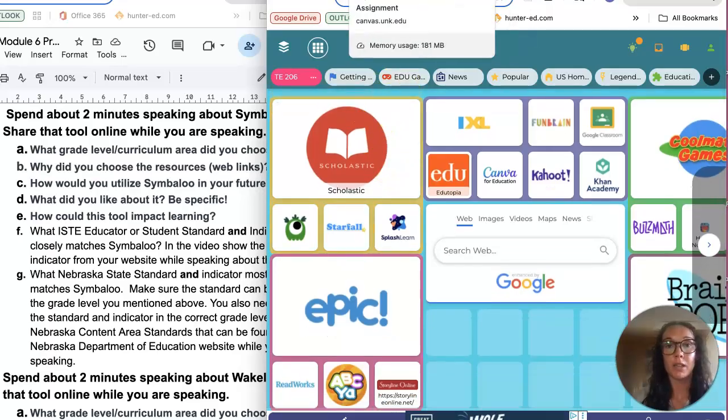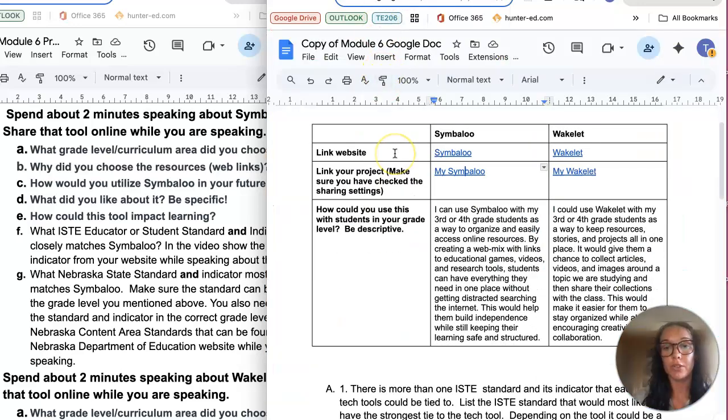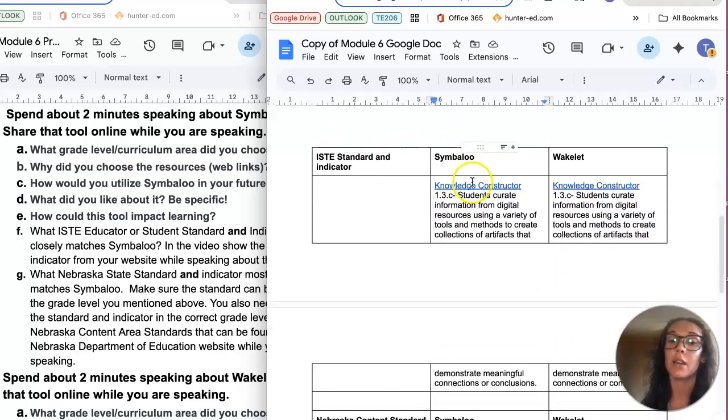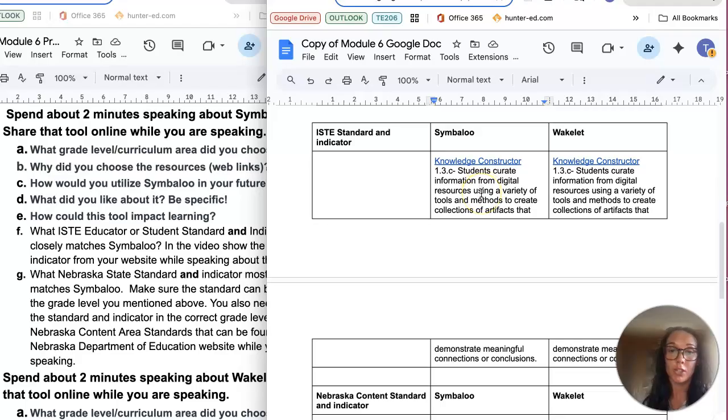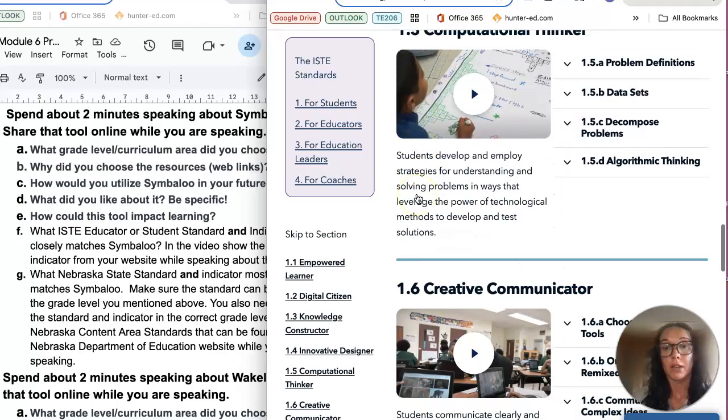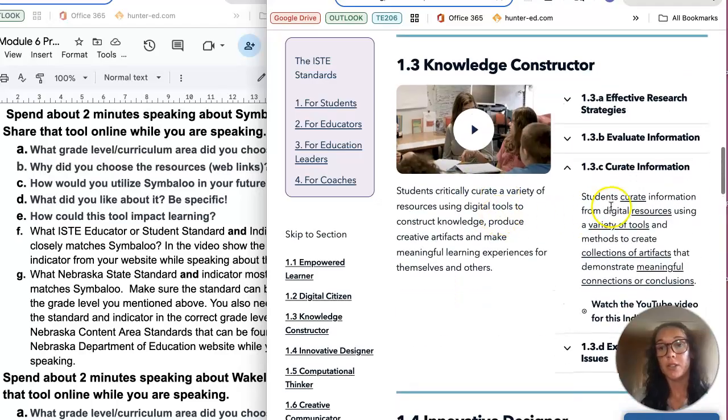So then, to go to the ITSE standard, I said it's the knowledge constructor, the 1.3C, right up here, that students curate information from digital resources using a variety of tools and methods to create collections of artifacts that demonstrate meaningful connections or conclusions. All of their digital resources from a variety of different tools are all in one spot, so I thought that fit for this Symbaloo.